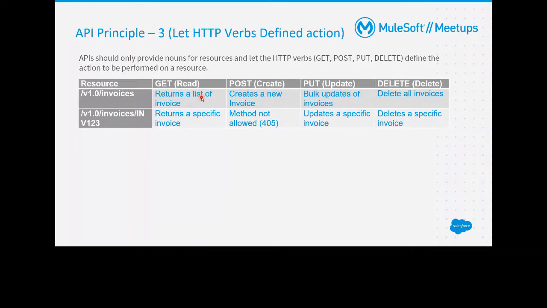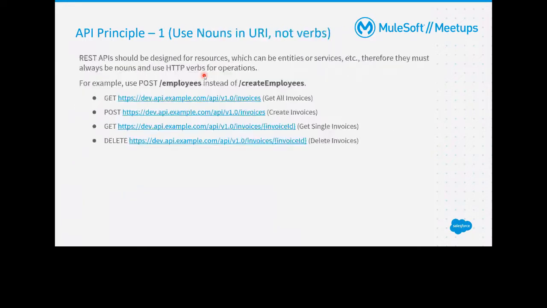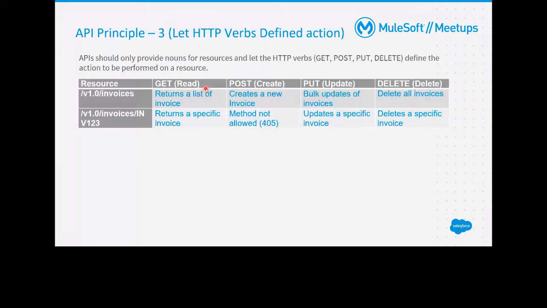Now I already said that the verb shouldn't be applied onto that particular endpoint, like create employee or create employees. This shouldn't be the case. You should always use employees, and the create functionality should be handled by the HTTP verbs. Let's look at some examples here. Going back to the invoices example, get means read. Get is the HTTP verb which says that the action is read, so it will read the data store and return a list of invoices.